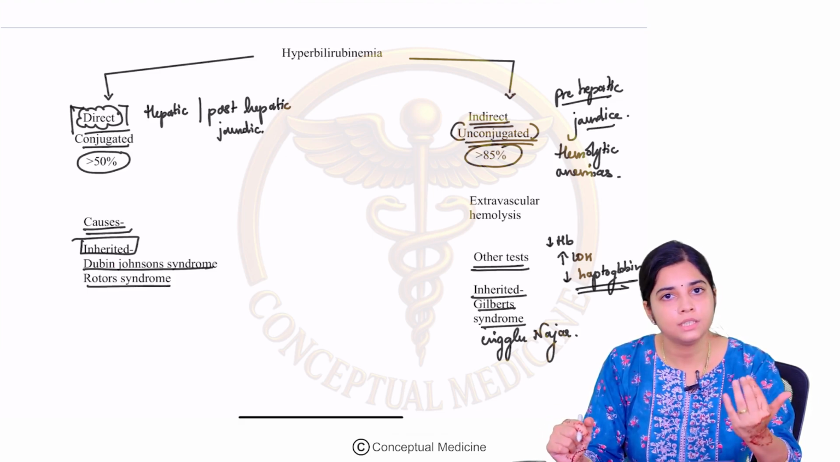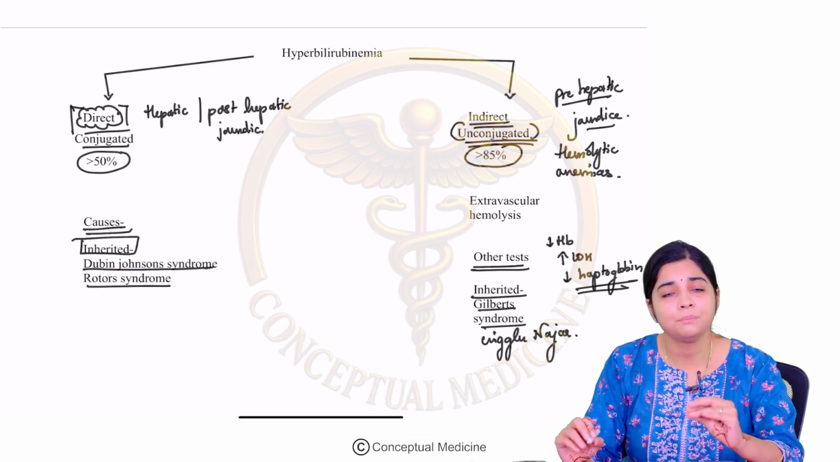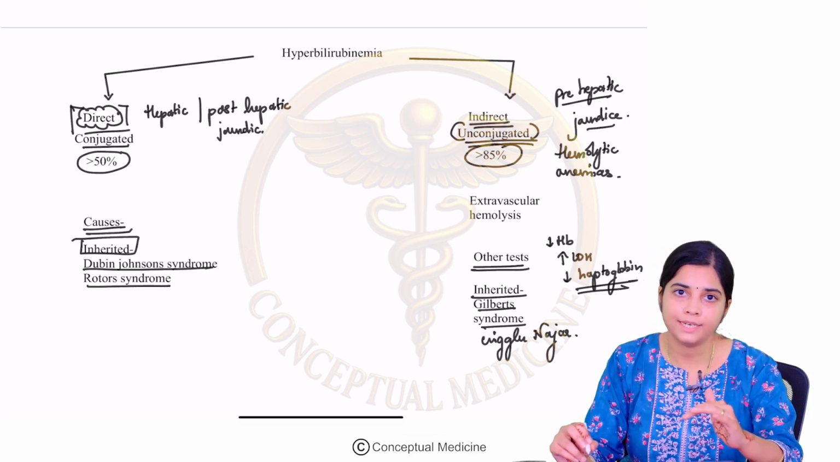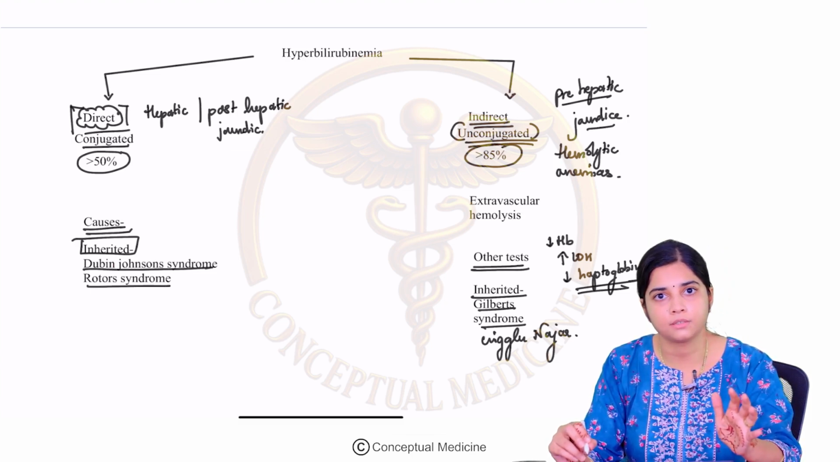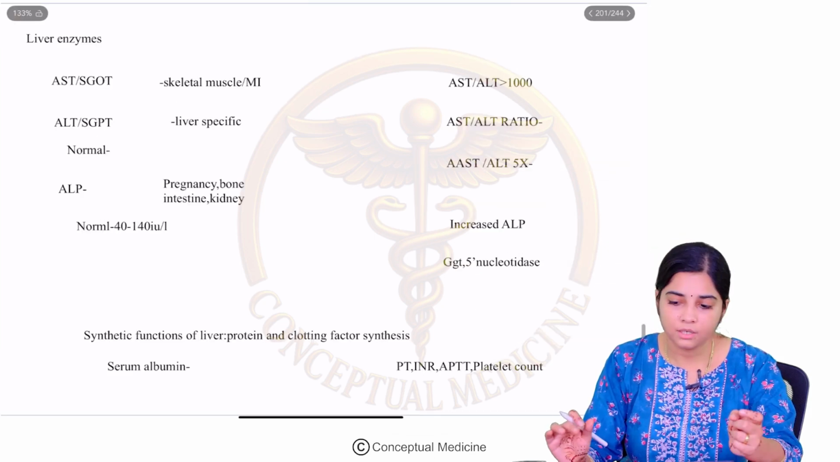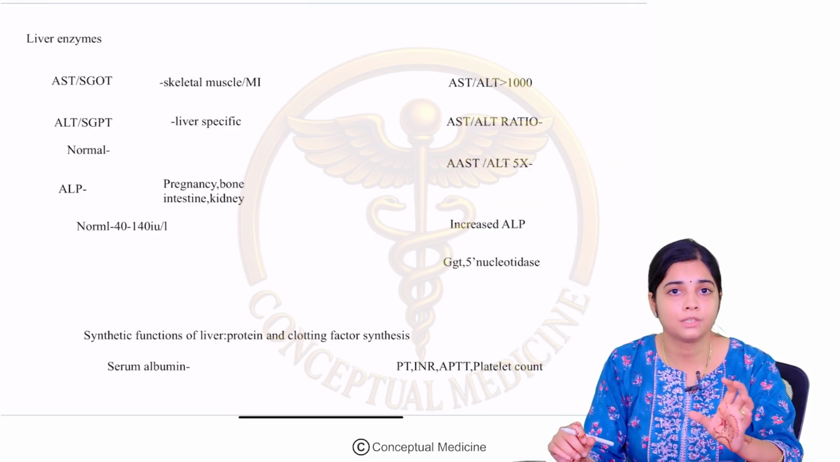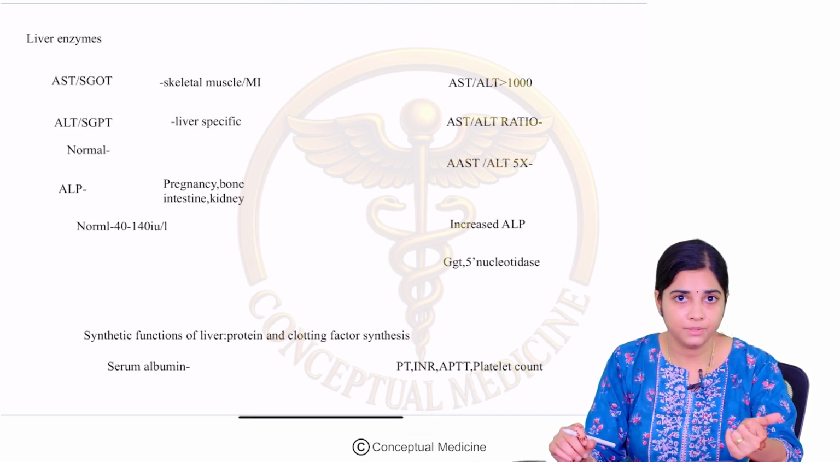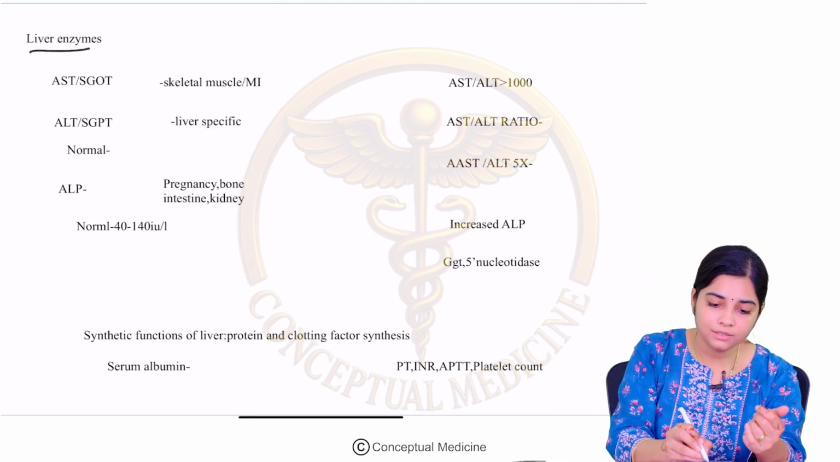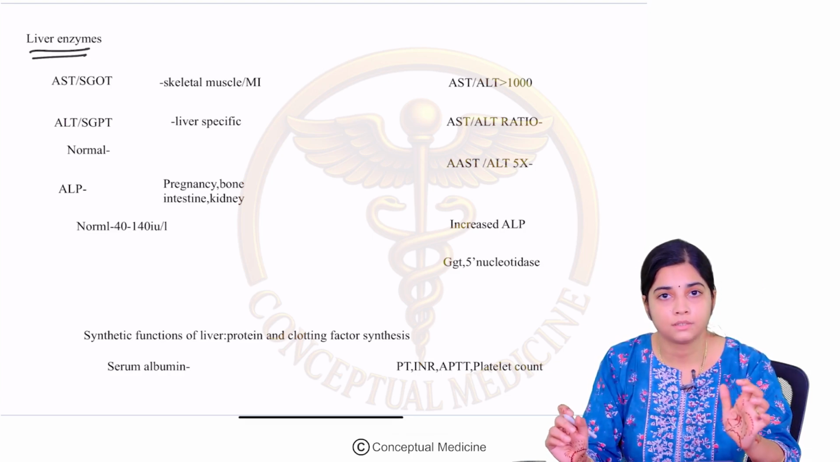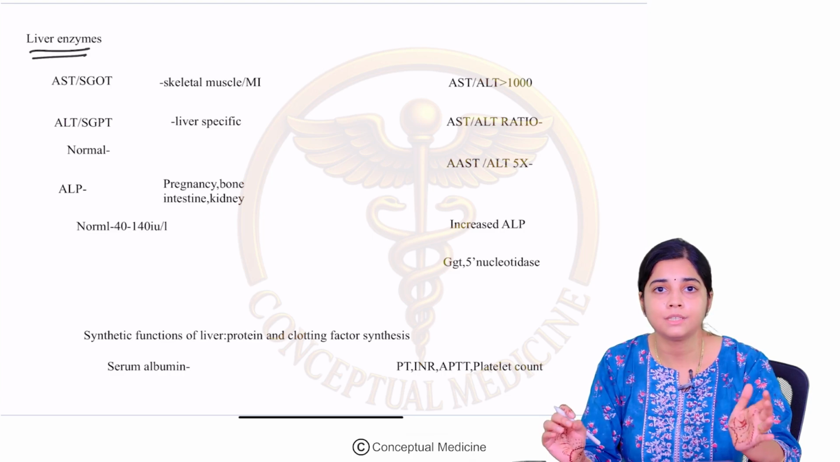We have seen the transport of bilirubin, the metabolism, and the basic two types of hyperbilirubinemia: what is direct, what is indirect, what is conjugated, what is unconjugated, and the causes for the same. Now, let us understand the next part of your liver function test. One is your bilirubin, second is your liver enzymes. So the next part is your understanding of the liver enzymes.